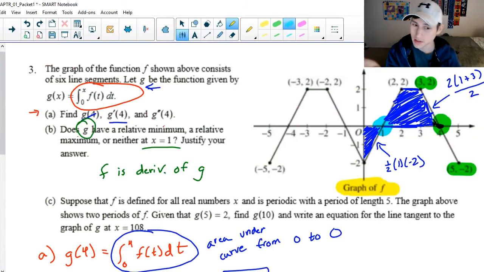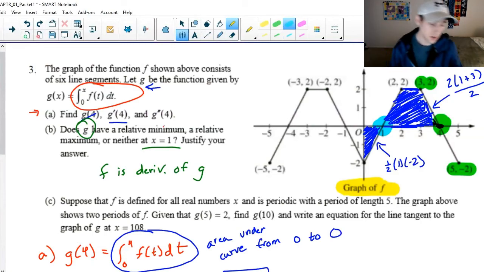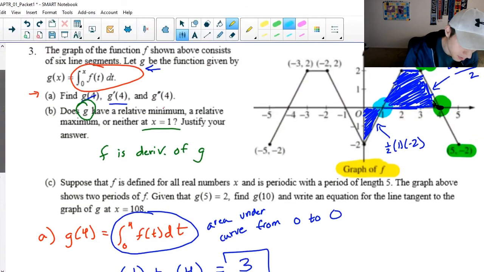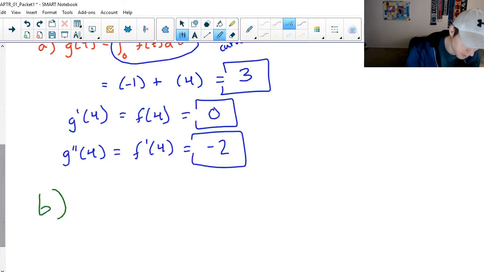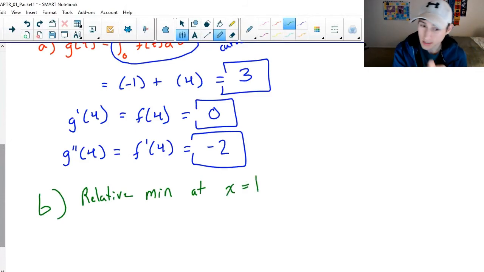Well, wait a minute. f is the derivative of g. So that means that g is going from decreasing to increasing, right? Its derivative is negative and then goes to positive. So what does that mean? If it's decreasing, so it's going down, and then switches to increasing, it's going up, that means there's a relative minimum at x equals 1.